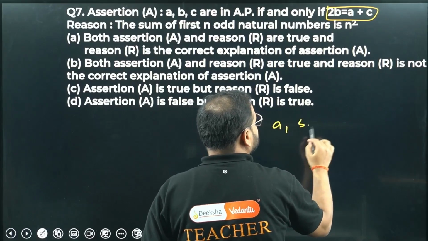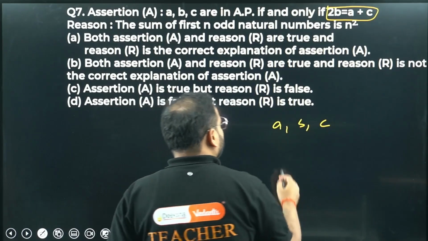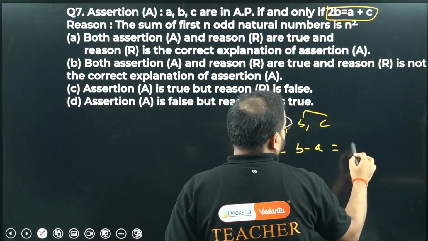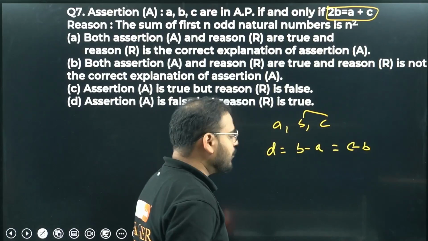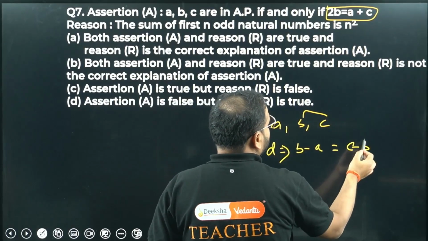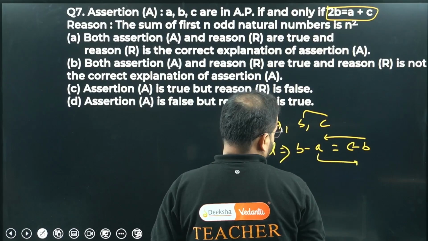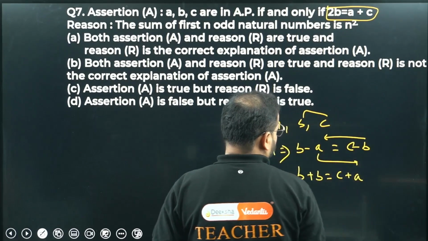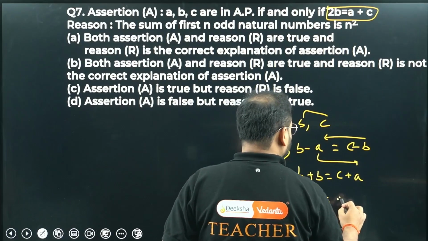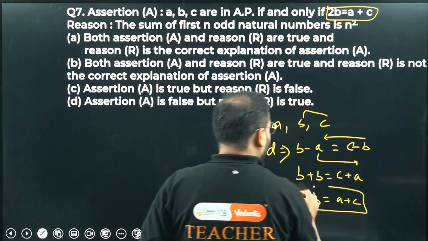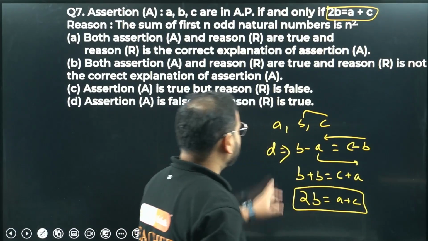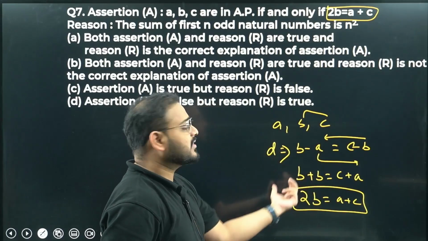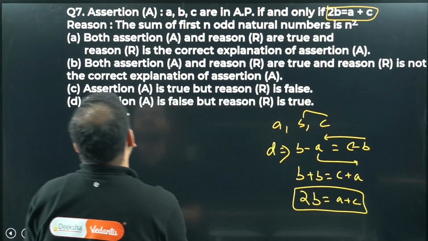If I have A, B, C like this in AP, can I not write the common difference D equals B minus A and also C minus B? Yes sir, you can write. Now bring B to one side and A over here. So I get B plus B equals C plus A, that is, 2B equals A plus C. So if A, B, C is in AP, the common difference is B minus A equals C minus B, and I can bring this B to one side, writing 2B equals A plus C. So the assertion is true, sir.